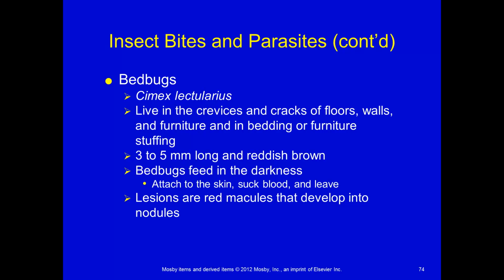they oftentimes will feed in the darkness. So they stay in the cracks of the floors, the walls, the furniture, the bed specifically. And then when the lights are off and you're laid down in your bed and you're going to sleep, they actually come out and feed in the darkness. So they attach to the skin, suck the blood of the person that they've attached to, and leave. The lesions that they leave behind are these red macules that develop into nodules. So they get kind of hard and cystic and very itchy, and actually not only itchy, but painful.